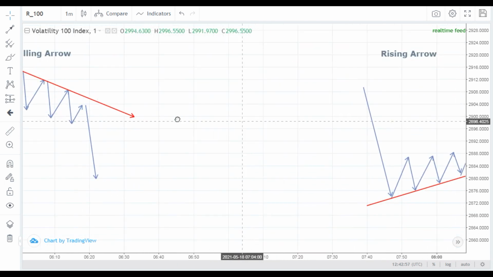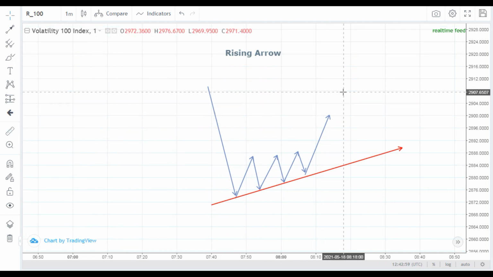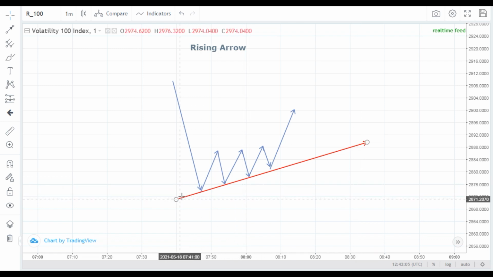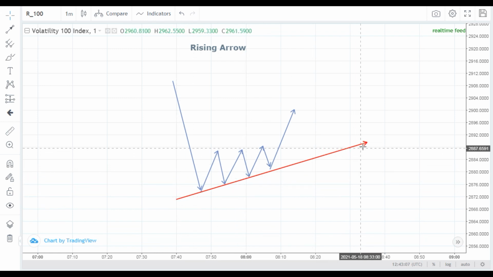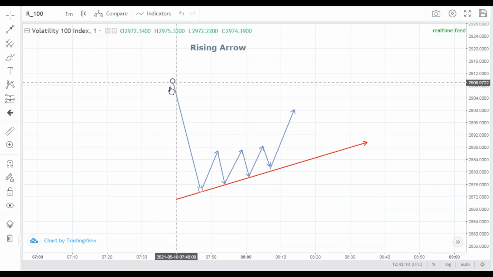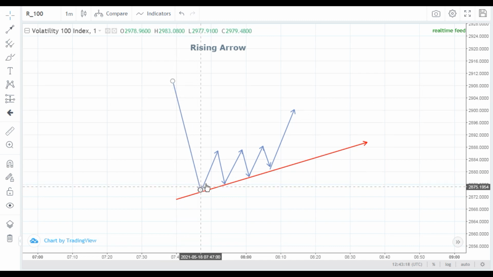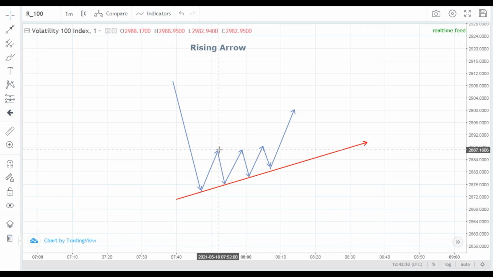Let's go to the rising arrow. So this is the rising arrow. It's just the opposite of the falling arrow. As you can see, we started drawing the arrow from down here all the way, and we extended it up here. As usual, this is price. Price starts moving all the way from the top, and then it comes all the way down here, and then you see a reversal. You are still looking at it.